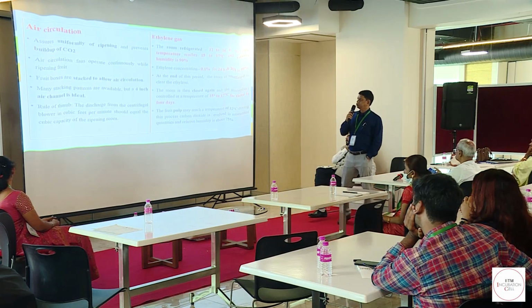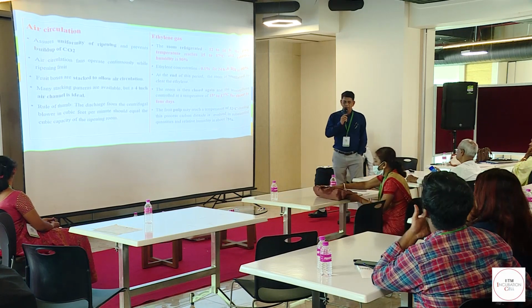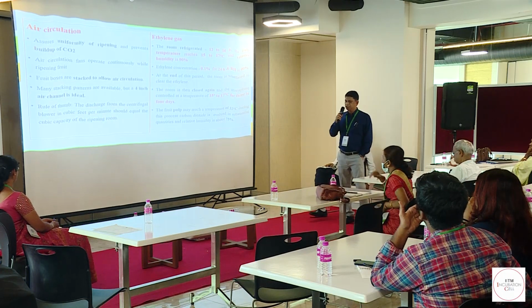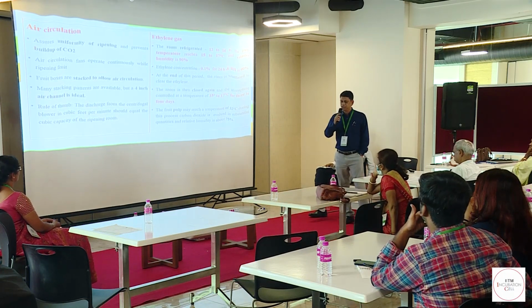Next. And the next one is air circulation. Proper air circulation results in uniform ripening. For that, there is a rule of thumb, that is a discharge from the centrifugal.